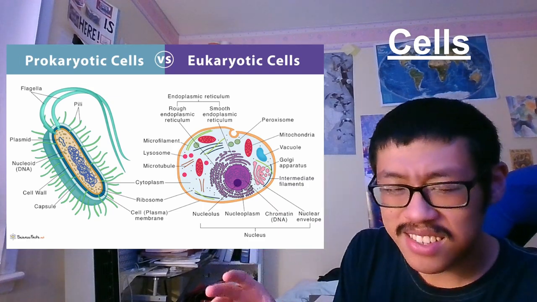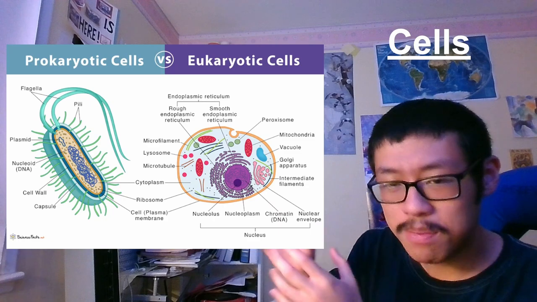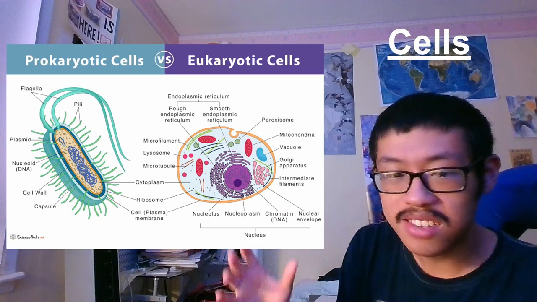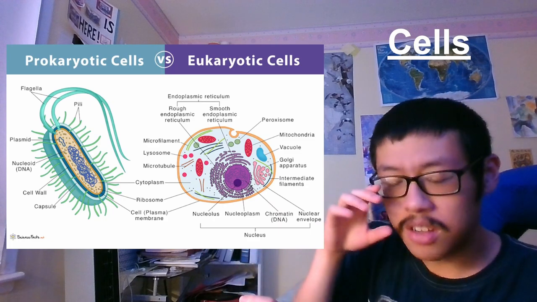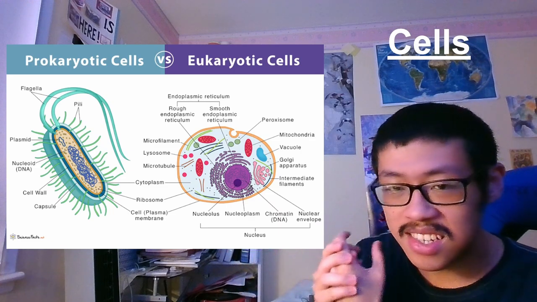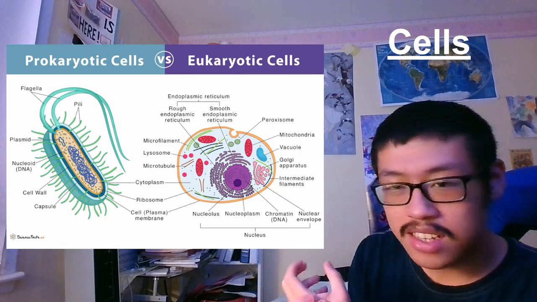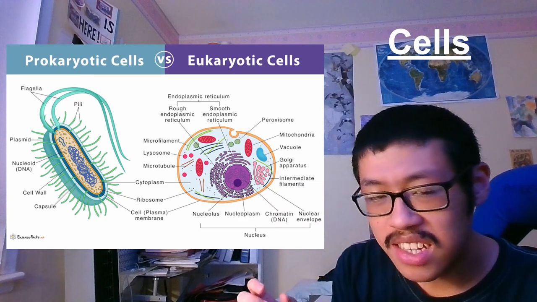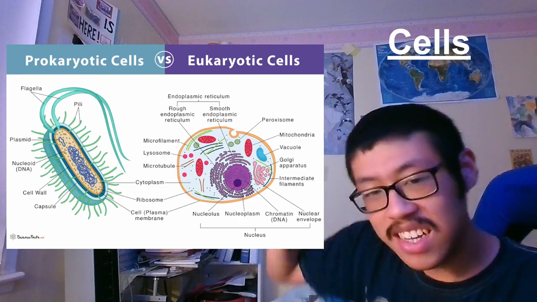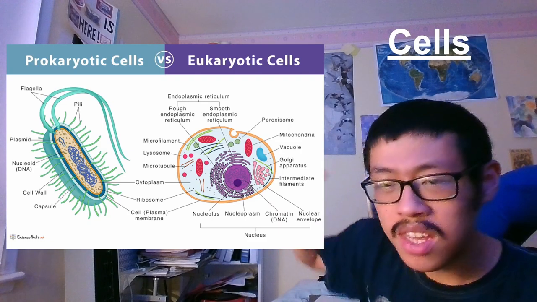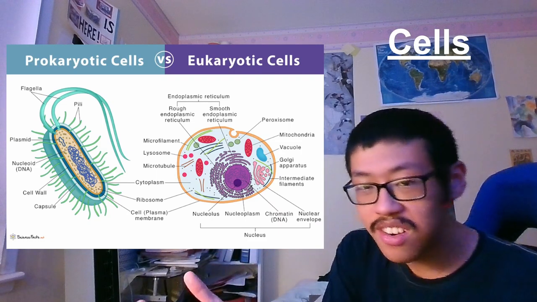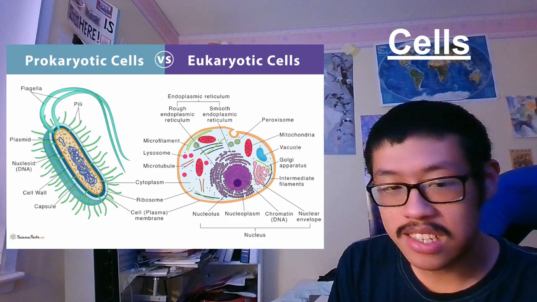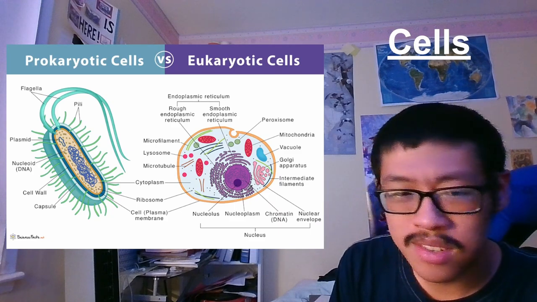More complicated cells have membrane-bound structures that perform functions called organelles, and if they have an organelle called a nucleus, which contains its DNA, its genetic material, then it is called a eukaryotic cell. Any cells that do not have a nucleus are called prokaryotic cells. And as you can imagine, organisms with eukaryotic cells are called eukaryotes, and prokaryotic cells are called prokaryotes.